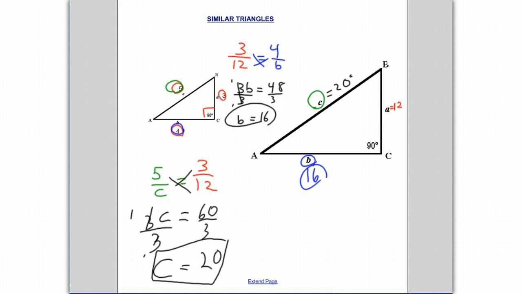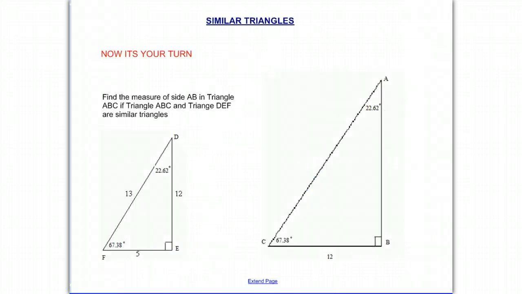And there you go. And that is a way of finding the corresponding sides in similar triangles. So now it's your turn.